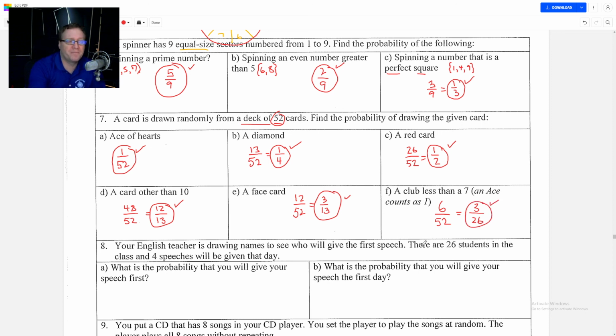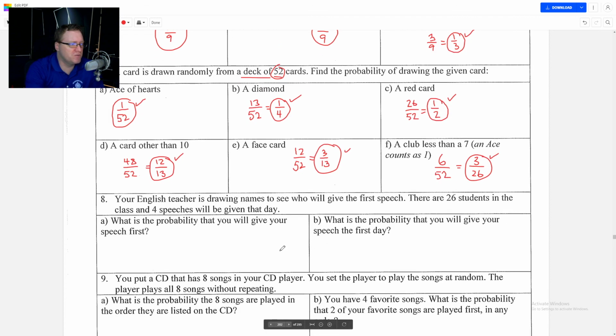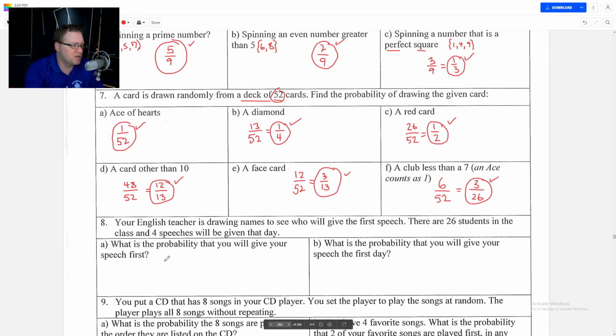And that's it. All right, we'll do these 2 problems now, and then that will be it for this lesson. What is the probability? So it says your English teacher is drawing names to see who will give the first speech. There are 26 students in the class, and 4 speeches will be given the first day. So what is the probability that you will give your speech first?